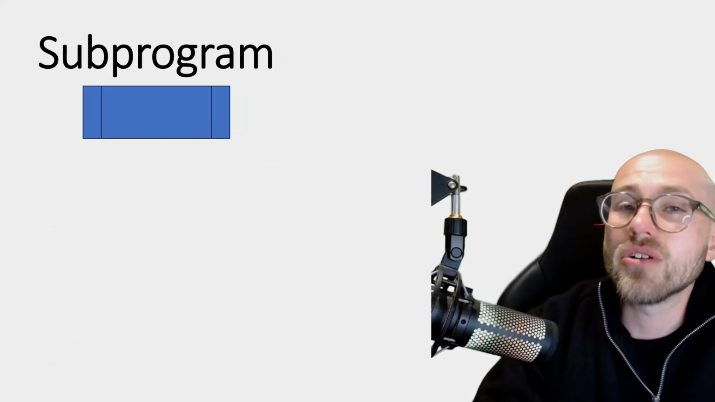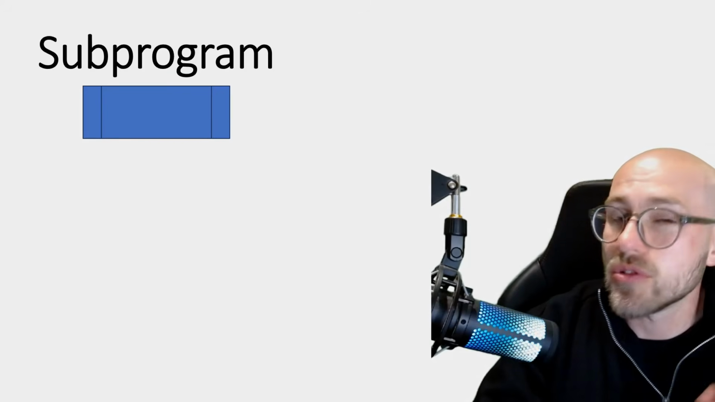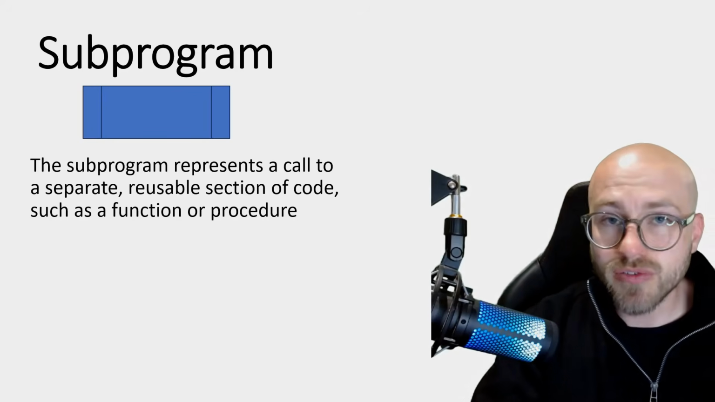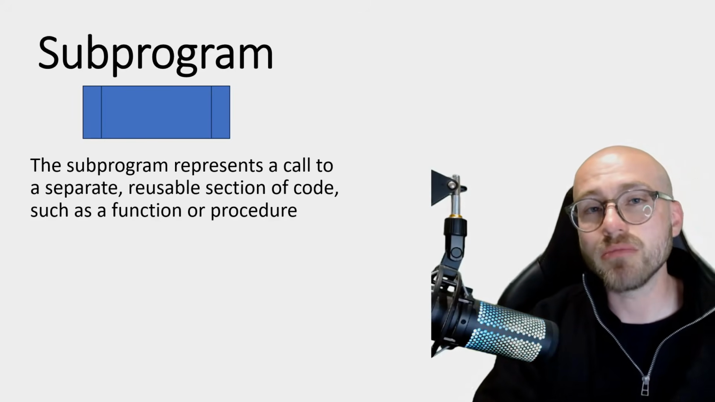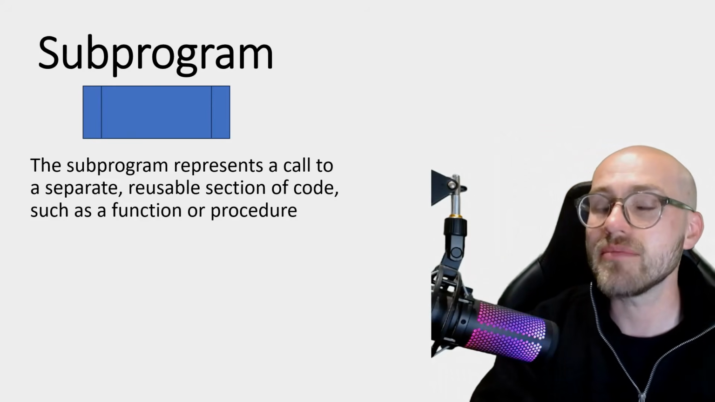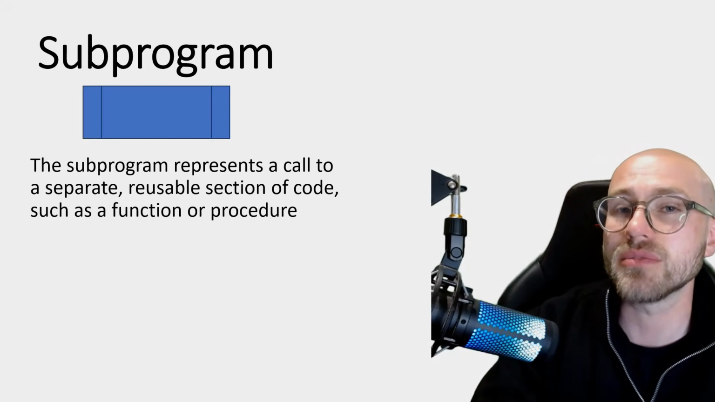Another symbol we've got is called a subprogram symbol. Notice that this one looks just like a process symbol, but there's two vertical lines either side of it as well. Now let's say that you've got two flowcharts that are running alongside each other, but you only want one of the flowcharts to activate at a certain time. That's when you call a subprogram, and that's what this symbol is used for.